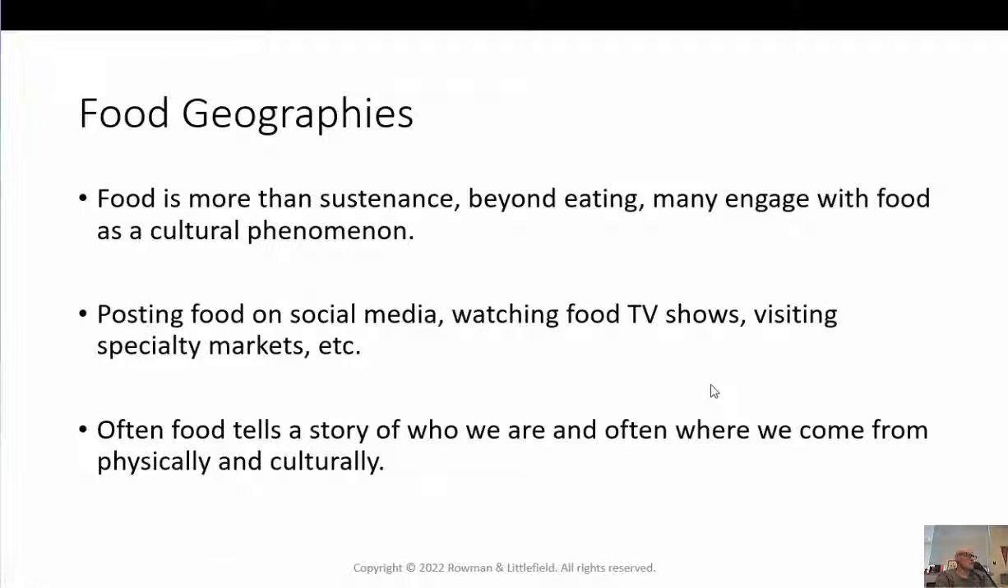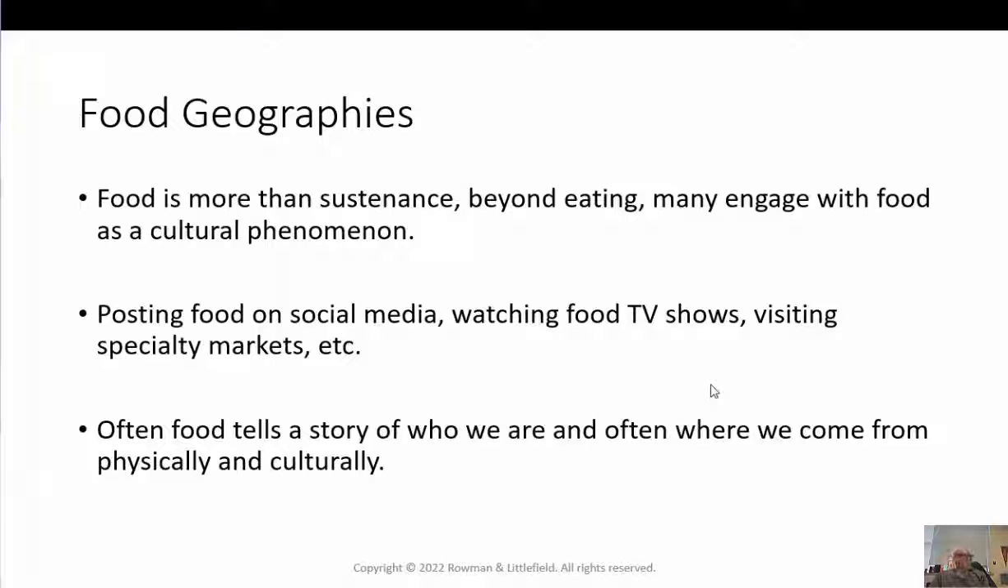So food is a lot more than sustenance. Beyond eating, many engage with food as a cultural phenomena. We post food on our social media. We watch food TV shows. We visit specialty markets. And often food tells a story of who we are and often where we come from physically and culturally.